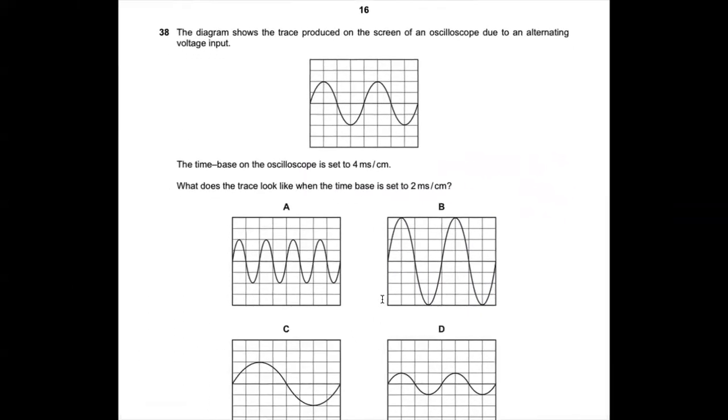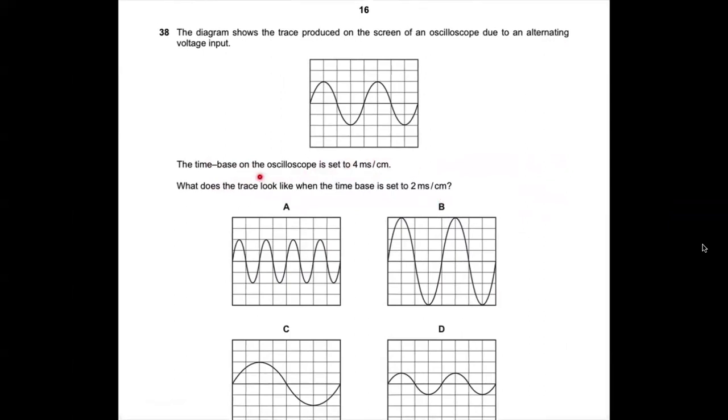All right, let's do this one as well. 38 related to a CRO. The diagram shows the trace produced on the screen of an oscilloscope due to an alternating voltage input. Time base on the oscilloscope is set to 4 milliseconds per centimeter. What does the trace look like when the time base is set to 2 milliseconds per centimeter?